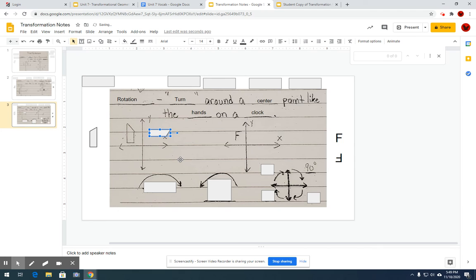If you hit Control D, it will duplicate that for you. You can rotate it again. Rotating things on a computer is very easy, a lot easier than doing it in real life, but it still gives you a good way to visualize a rotation.